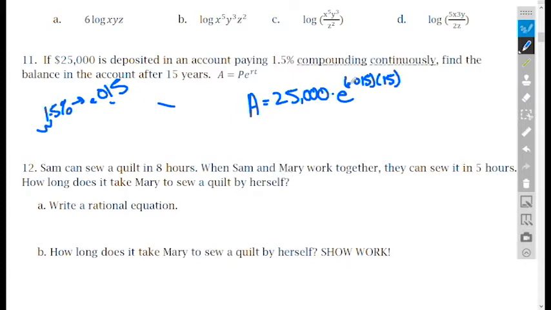Okay, so I can plug all of this into a calculator to calculate this for me. So 25,000 times e to the 0.015 times 15. Okay, so that gives me my final amount, $31,308.07.